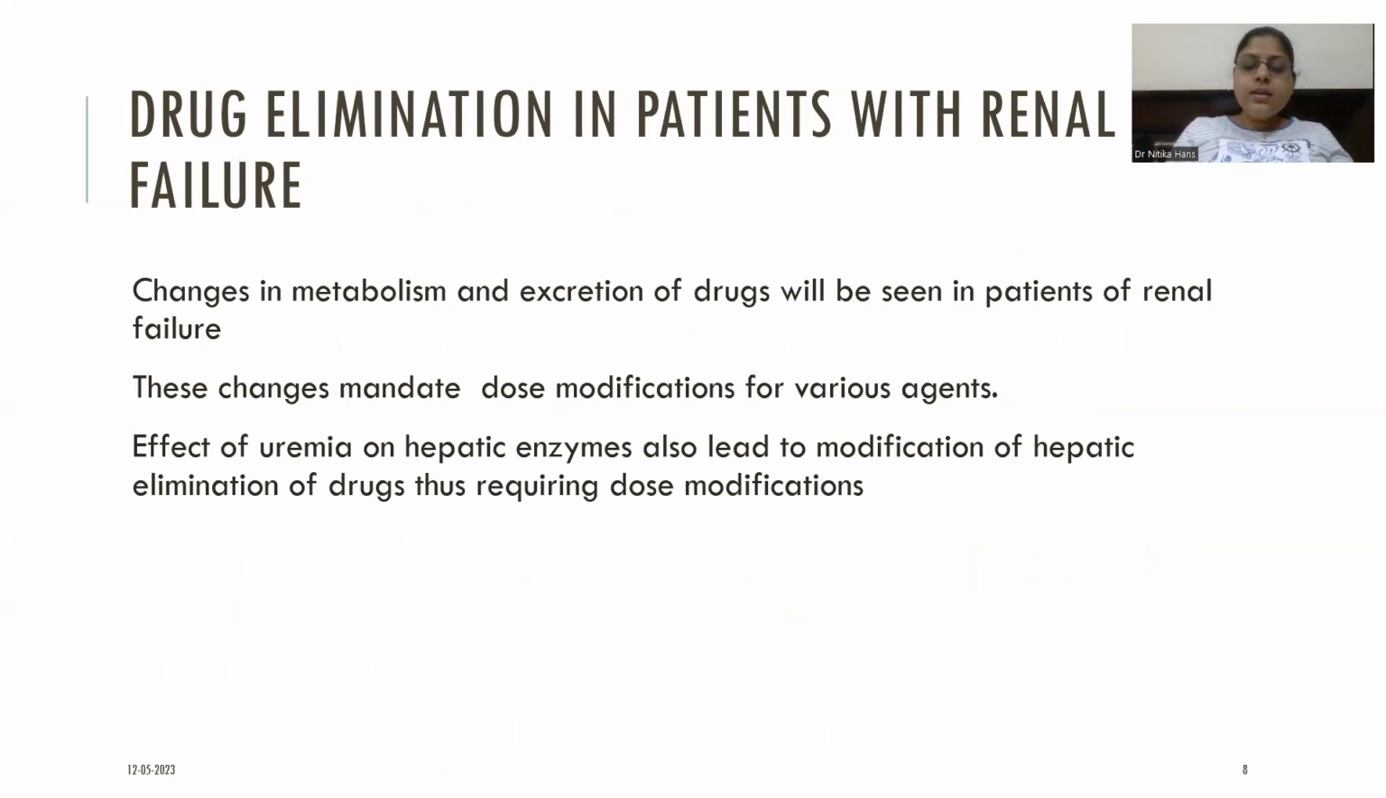For drug elimination, there can be reduced metabolism and excretion of the drugs in patients with renal failure, and these changes necessitate dose modifications for various agents. Meaning for various drugs, the metabolism and excretion is reduced, so we have to give the drugs in low doses, otherwise toxic reactions can occur. Now, there can be an effect of uremia on hepatic enzymes, which can lead to decreased metabolism and decreased hepatic elimination, and that will require dose modifications. We have to give the drug in low dose as well as reduced frequency.